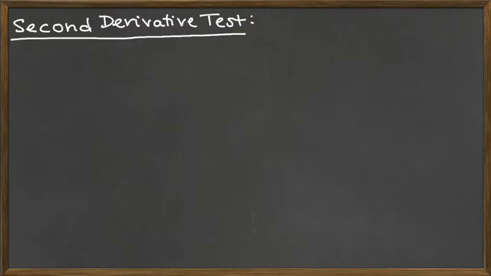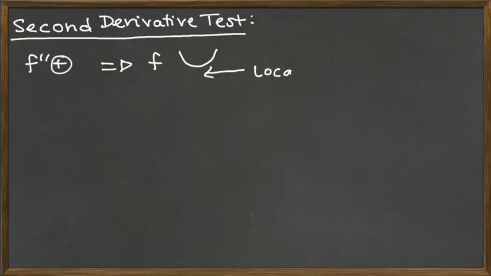So here's the deal. If f double prime is positive, we know that means the original function f is concave up. So if the original function f is concave up, we see a minimum right there. So we're able to conclude that we would have a local min, but it would have to be at a critical point.